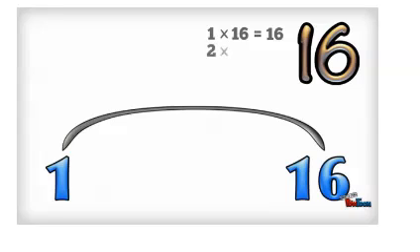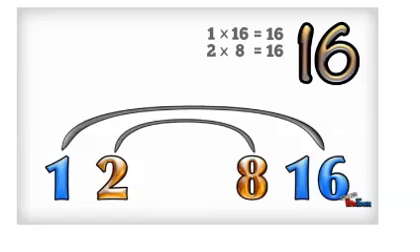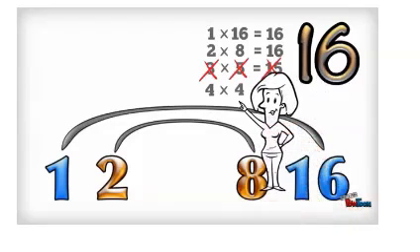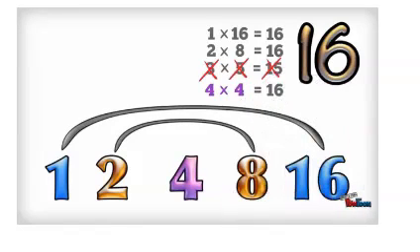Now go to 2. 2 times the number. Well, 2 times 8 is 16. What about 3 times the number? Is 3 a factor? Well, 3 times 5 is 15. We can't get to 16. 3 is not a factor of 16. Now 4 times the number. 4 times 4 is 16. When a number is multiplied by itself, like the 4 times 4, we just put it in the factor listing once, without any arc. And there are no more factors. We found them all.